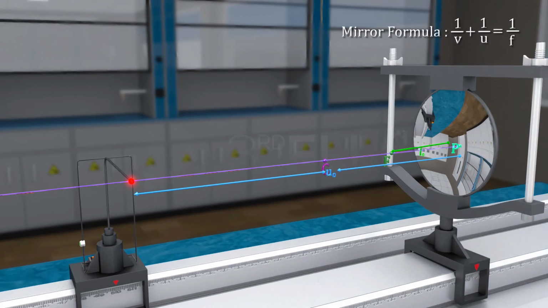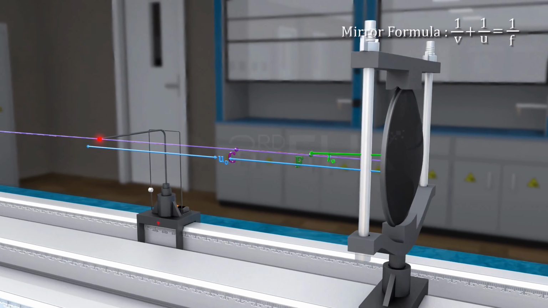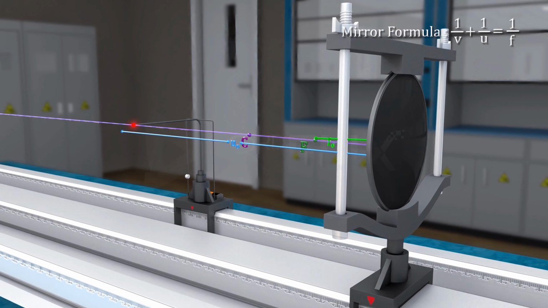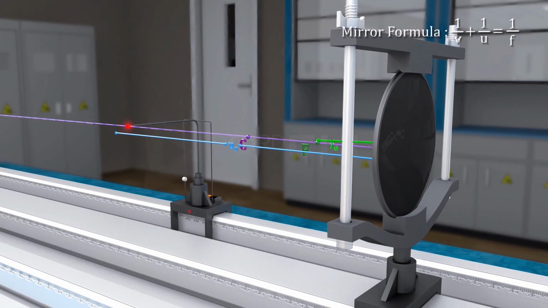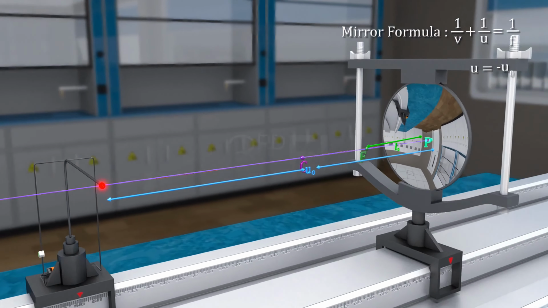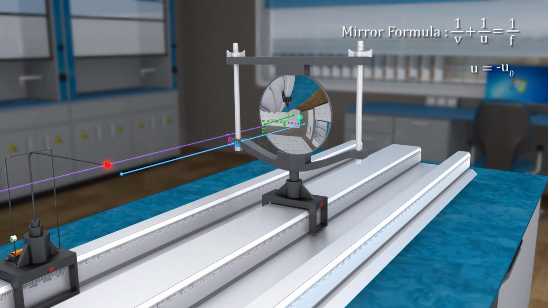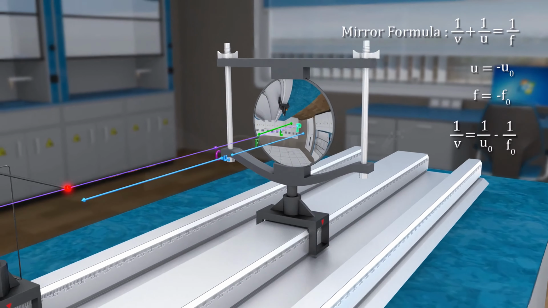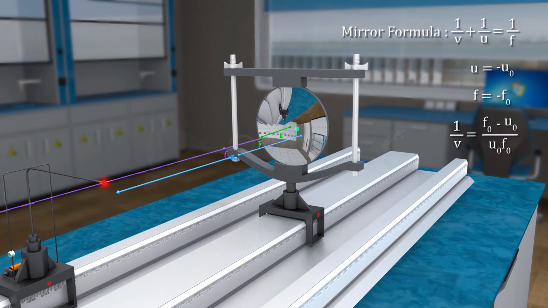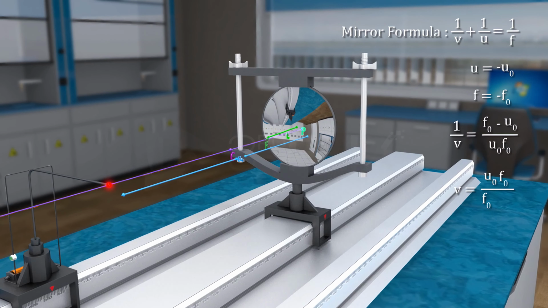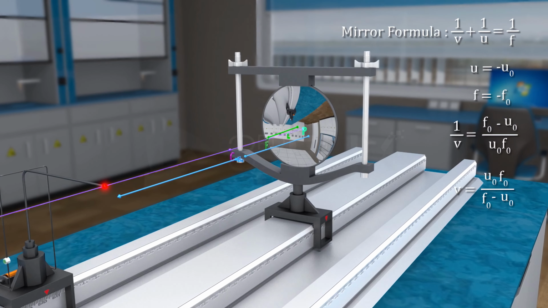We follow the Cartesian sign convention. The object is placed on the left side of the mirror, hence u should be substituted with minus u0 and f should be substituted with minus f0 in the formula. v is equal to u0 f0 divided by f0 minus u0.